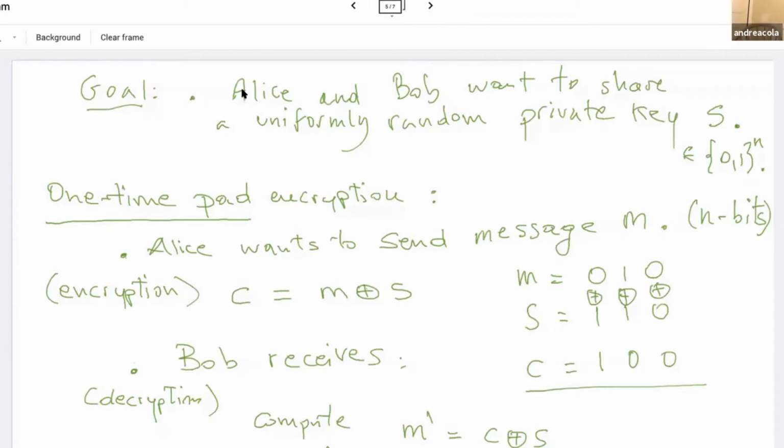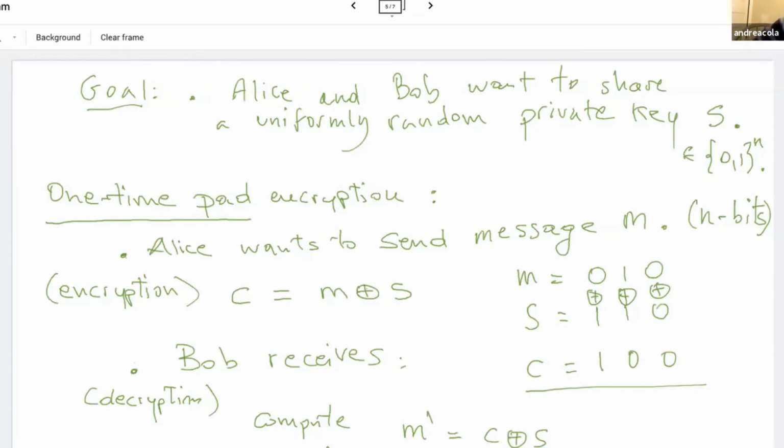I made a mistake. I should have asked you, what should Bob do to recover the message? Unfortunately, I told you already. A plus B plus A equals B, right? Yes, exactly. That's how Khurshad is saying, right?